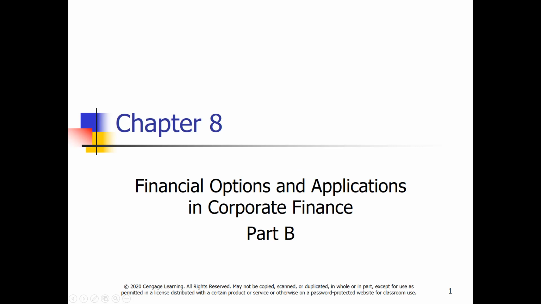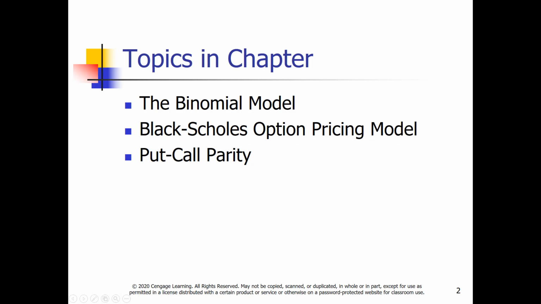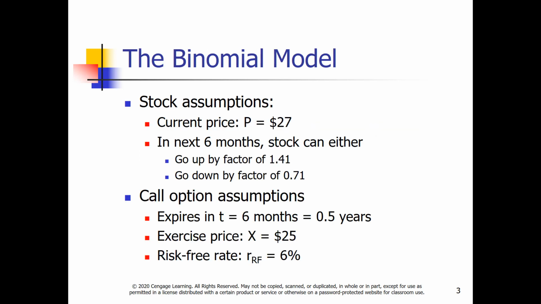The second part of Chapter 8 takes us into option valuation. We're going to cover three methodologies: the binomial model, the Black-Scholes option pricing model, and put-call parity. Here's all the data for our sample stock option. To begin, we'll look at the binomial option pricing model as a lead-in to Black-Scholes.